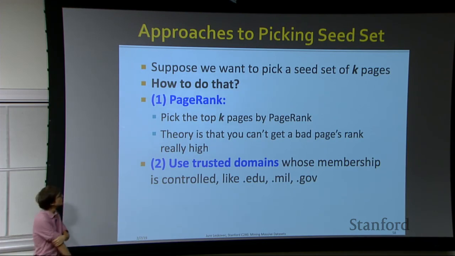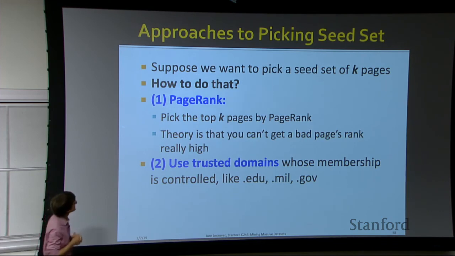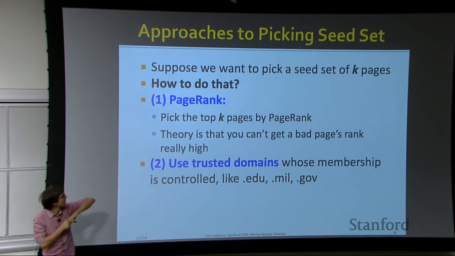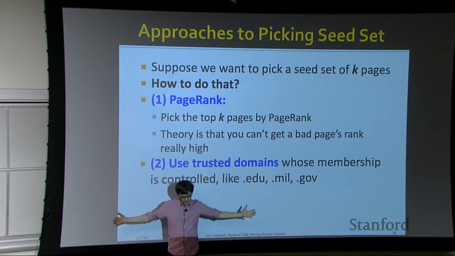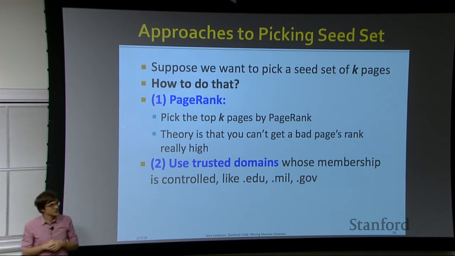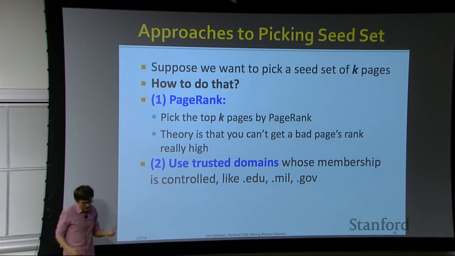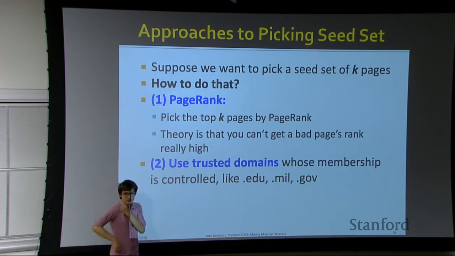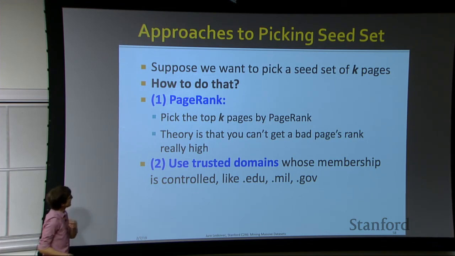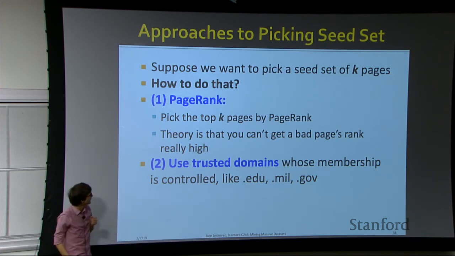And then what are two heuristics you could use to select a seed set of k pages? One would be to do PageRank on the entire web graph and take the k pages with the highest PageRank scores. The idea is that it's hard to take a bad page and push its rank so high that it would be among the top k most popular pages on the web, right? You could then take these k pages and manually verify them, right?